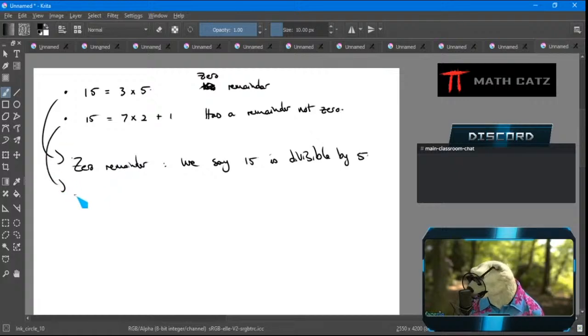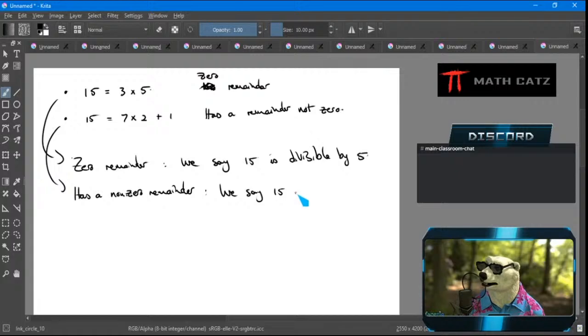When it has a non-zero remainder, I don't know necessarily what it is, it doesn't have to be 1, then we say 15 is not divisible by 2 in that case. So the concept of divisibility is really connected to what remainder do I get when I do my division.